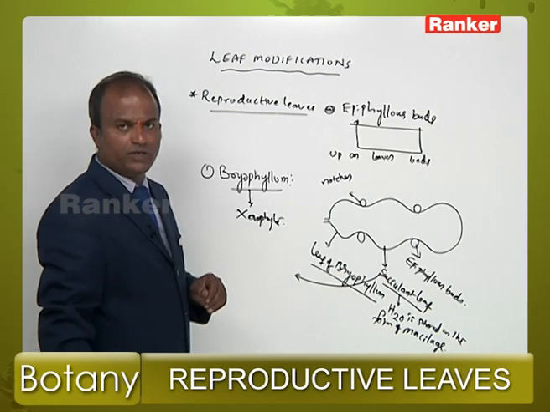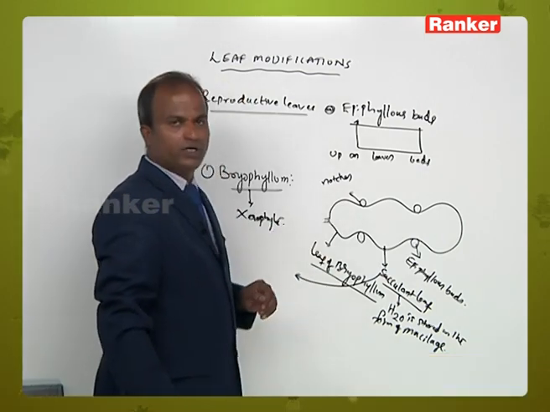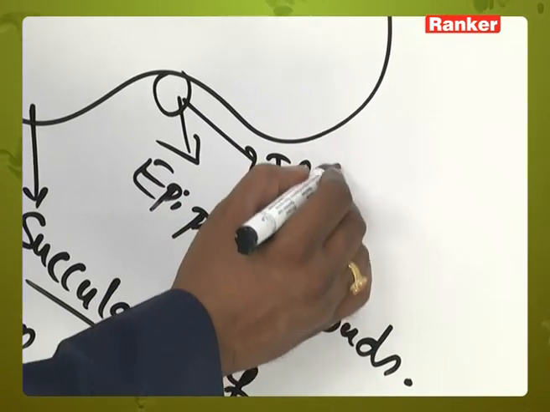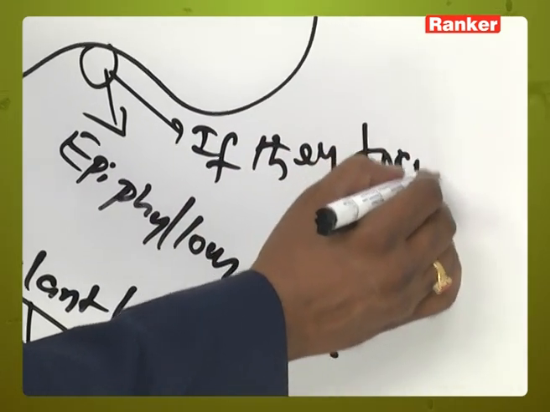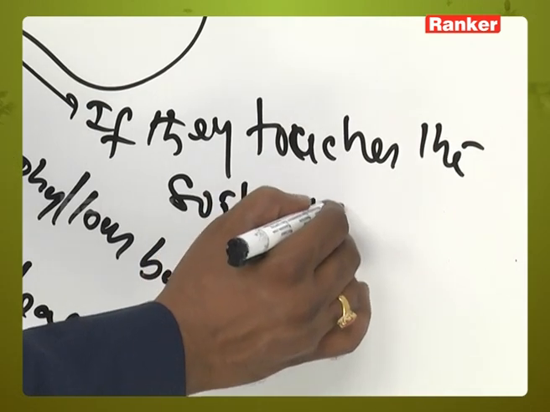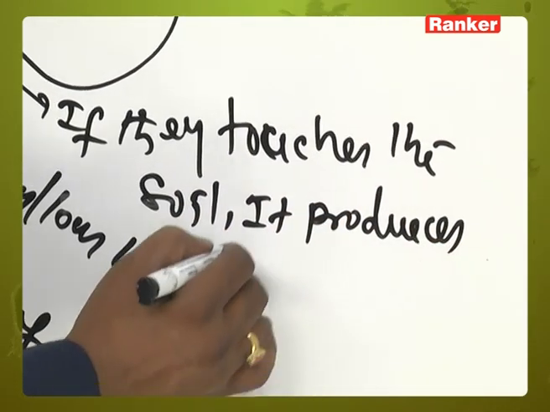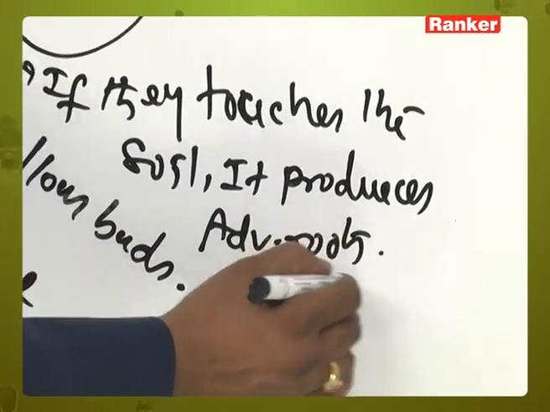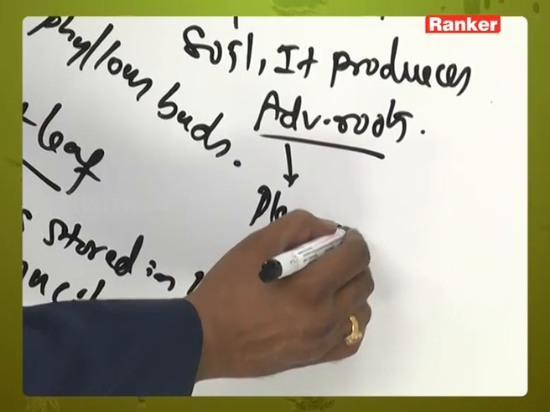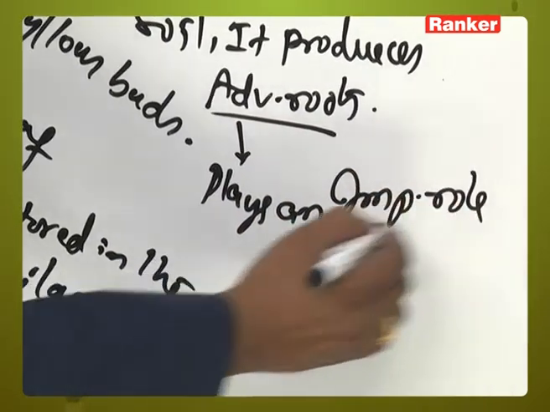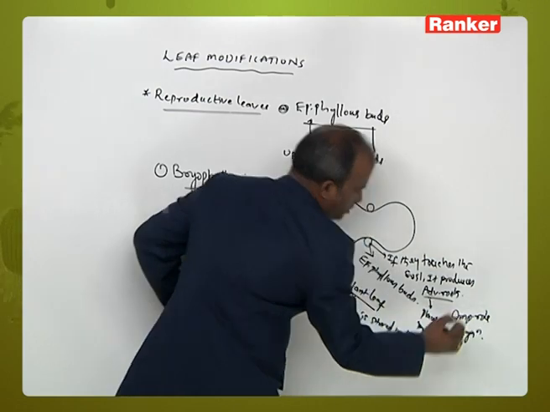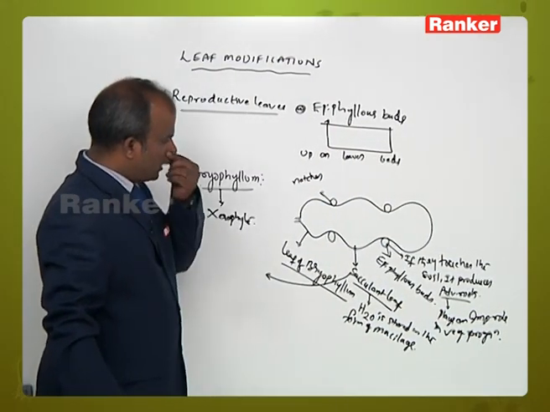When these epiphyllous buds present in the notches of Bryophyllum touch the soil, immediately they produce adventitious roots and play an important role in vegetative propagation.